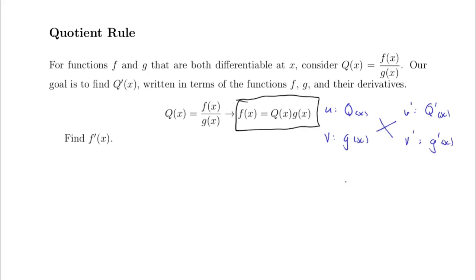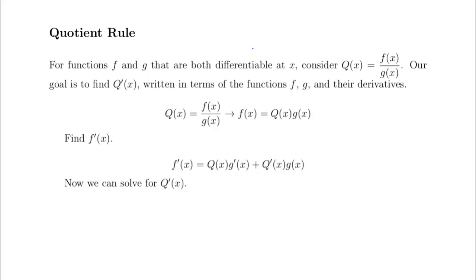Then we can use our product rule to do this nice little crisscross thing where we put those terms together. And here we go. F prime of x is really q of x times g prime of x plus q prime of x times g of x. And hey, look at that. Our goal was to find q prime of x. There it is. Right there. We got it. So what we have to do now is solve for q prime of x.